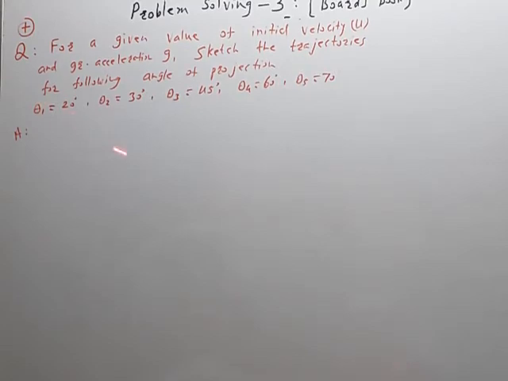This 20 degree and 70 degree, they are complementary angles. So the range R1 and R5 will be the same. One point. Now theta 2 and theta 4, they are again complementary angles: 60 plus 30 is equal to 90. So range R2 and range R4 will be the same.